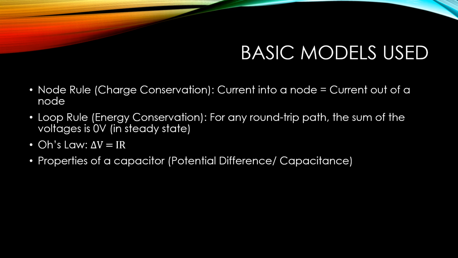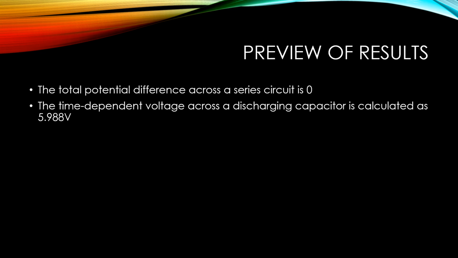The basic models used here were the node rule, which is I in equals I out, the loop rule, for any round trip ΔV is 0, Ohm's law, ΔV equals IR, and properties of a capacitor. Previous results: the total potential difference across a series circuit is 0 due to the round trip rule, and the time-dependent voltage across a discharging capacitor is calculated as 5.988 volts.